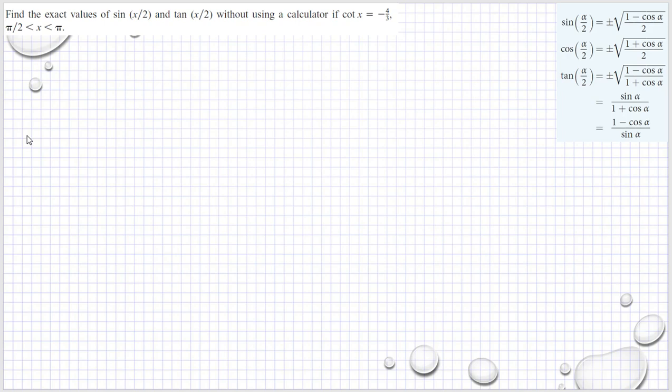Some more examples. Find the exact values of sine x over 2 and tangent x over 2 without using a calculator if cotangent x is equal to negative 4 over 3. We have cotangent x is equal to 1 over tangent x. That means we have negative 3/4. And our x is in the second quadrant. So we have the second quadrant here.